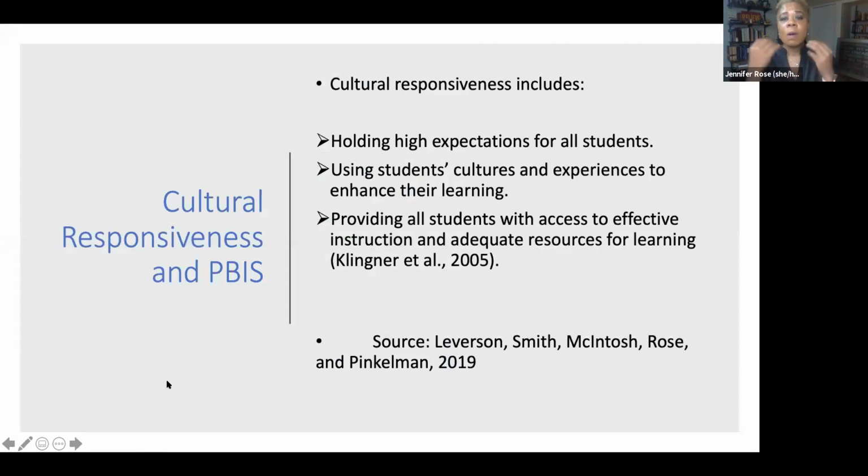Okay, so people ask the question, well, what is this cultural responsiveness thing? What does it mean to be culturally responsive? Well, the way that we define it is that we're going to hold high expectations for everyone, while using their cultures and their own unique experiences to enhance their learning. We know that when kids are engaged in school, when they feel a connection with the adults in the building, then they're going to show up and they're going to try to give you their best each day. And one of the ways we motivate and encourage that engagement is through engagement and recognition of their culture.